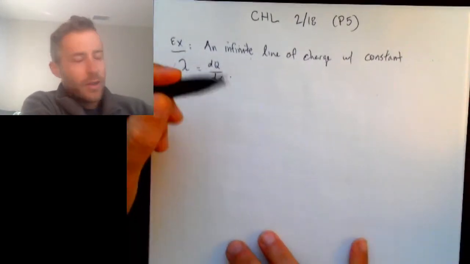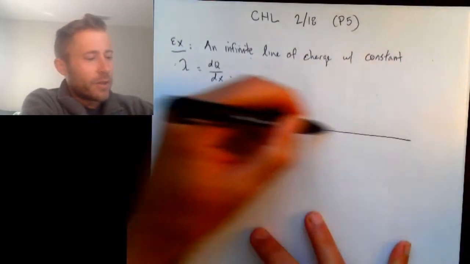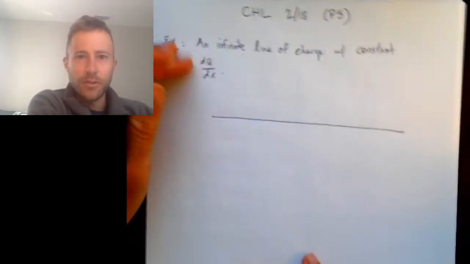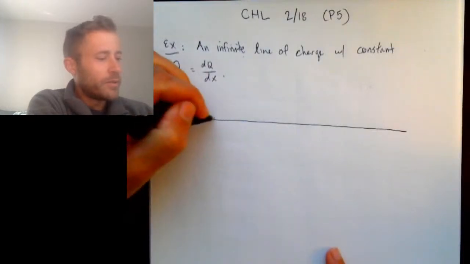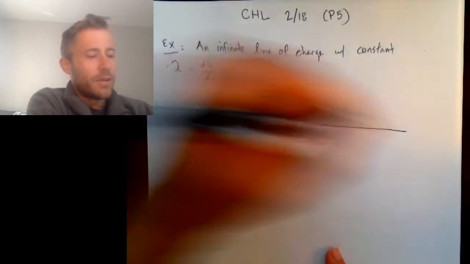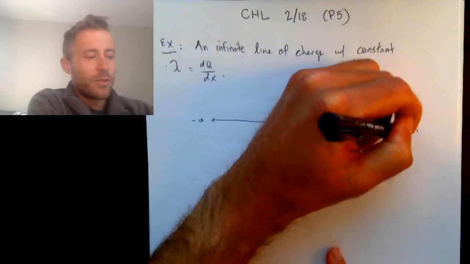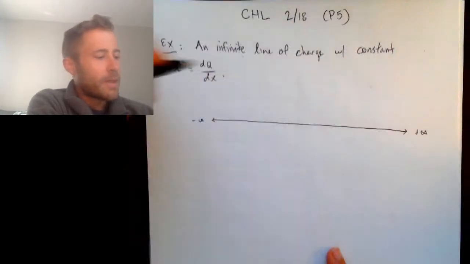So we have this infinite line of charge. Okay, so it goes all the way to minus infinity. This way it goes to plus infinity.